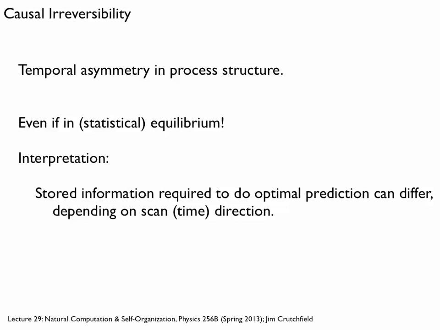So anyway, what we've got here is that the stored information, statistical complexity, that we need to do optimal prediction, or retrodiction, depends on the scan direction.